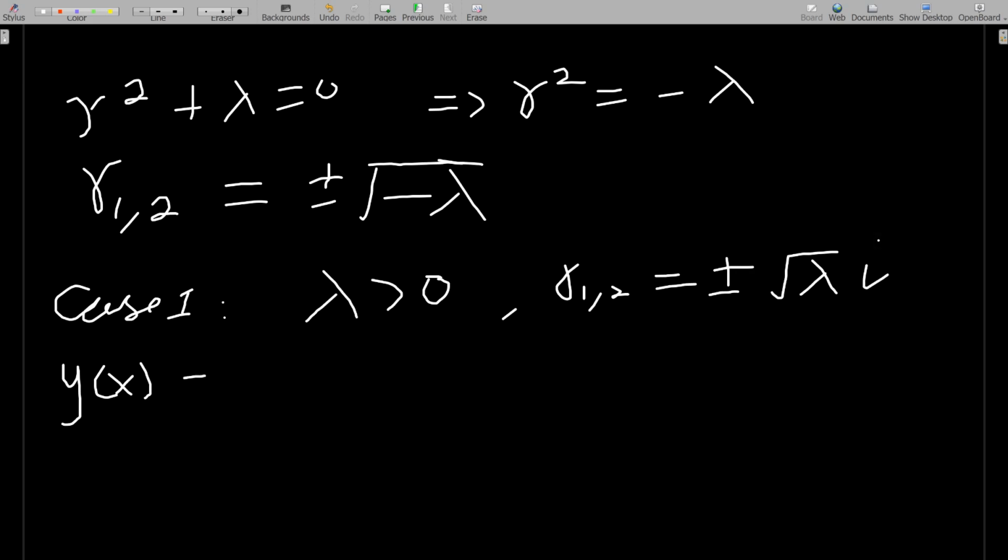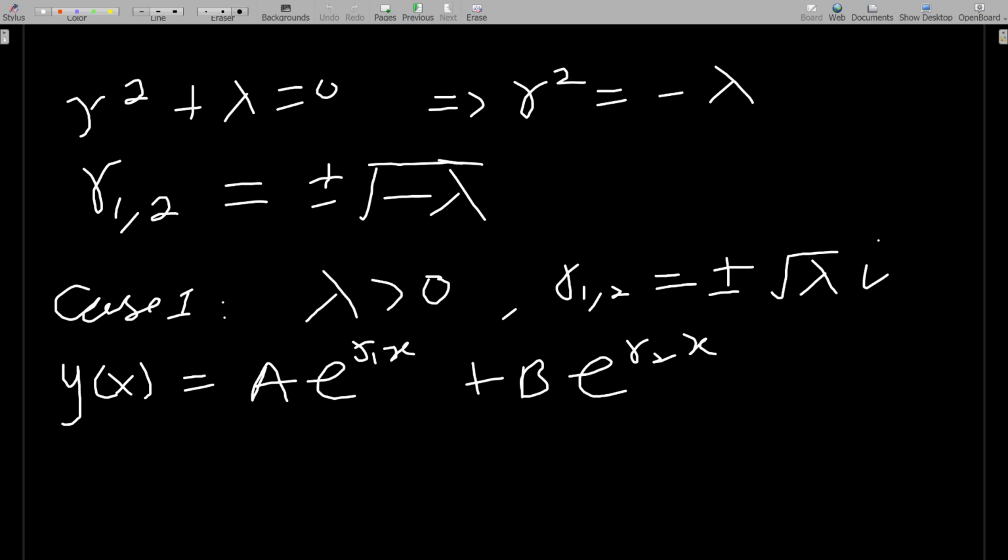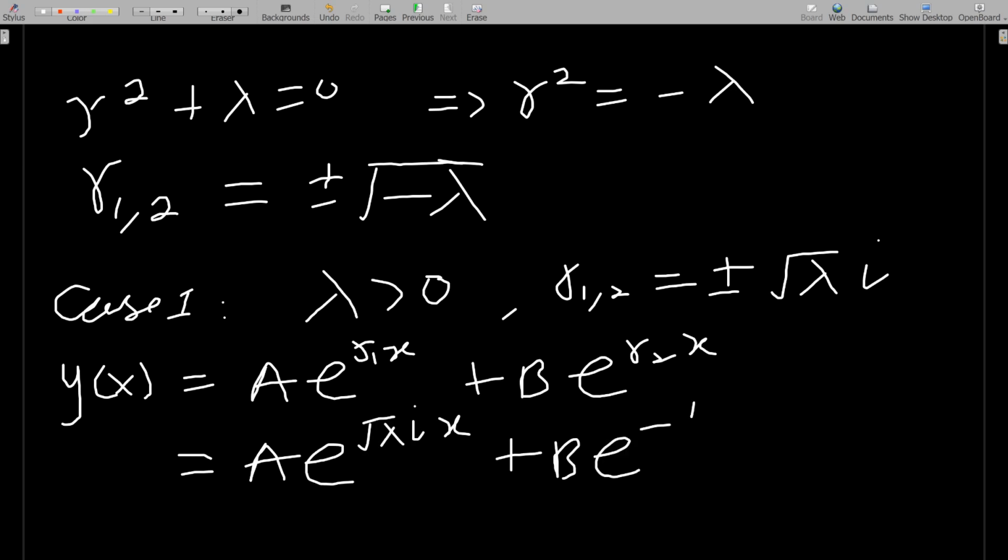So our y of x will be equal to a e to the power r1 x plus b e to the power r2 x, because we said our y of x is actually equal to e to the power rx. Now when we have two of them, then you have to combine them. This is coming from the principle of superposition. Okay, so this will give us a e to the power square root of lambda i x plus b e to the power minus square root of lambda i x.